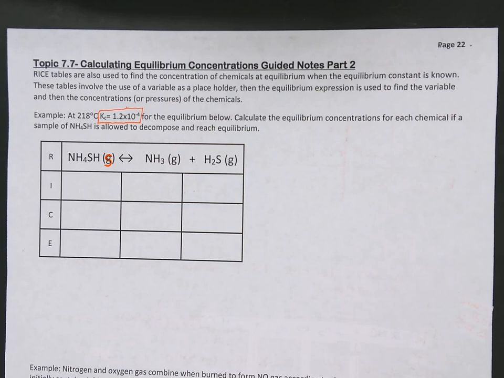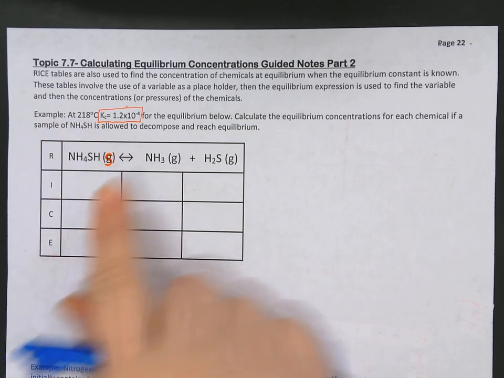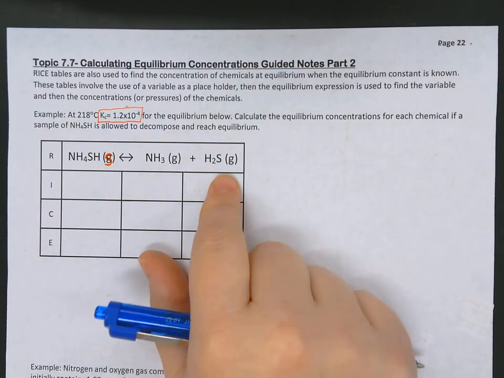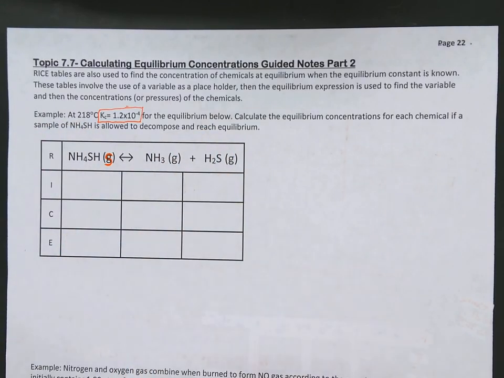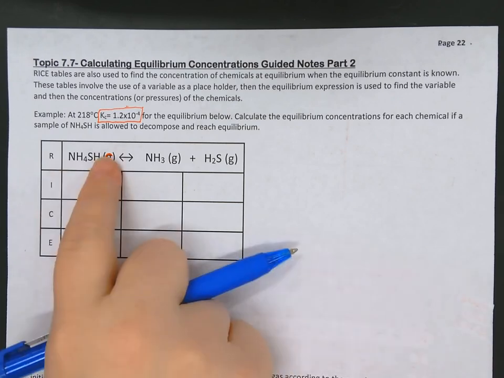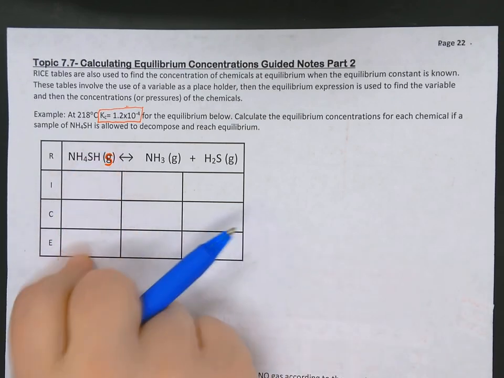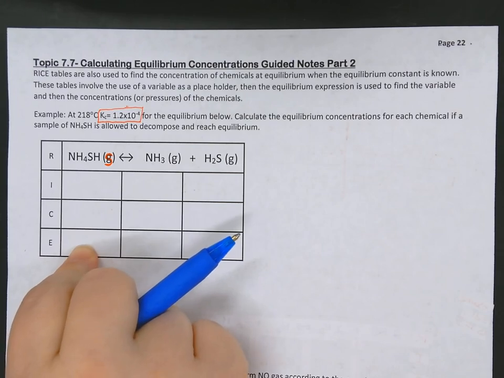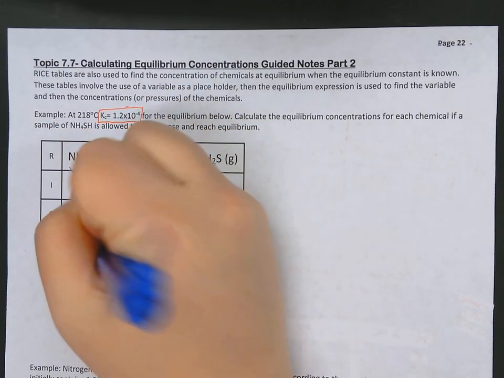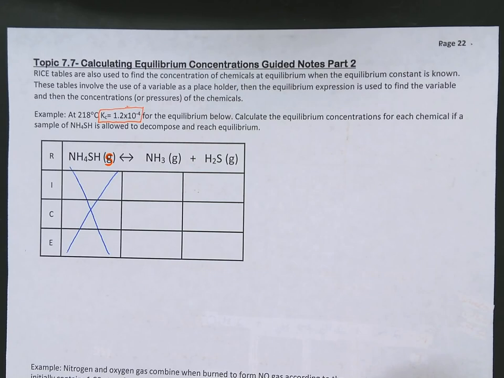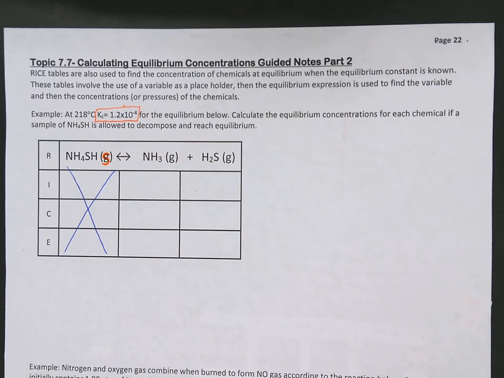So this is a solid, and at this temperature, it starts to break down, decompose, and makes ammonia and hydrogen sulfide. When we have a solid in our table, which we haven't really dealt with yet, the first thing we can do is cross out our column for the solid. Solids are not included in our equilibrium expression, so they are not something we need to calculate in our Rice table. So now we can go from there.